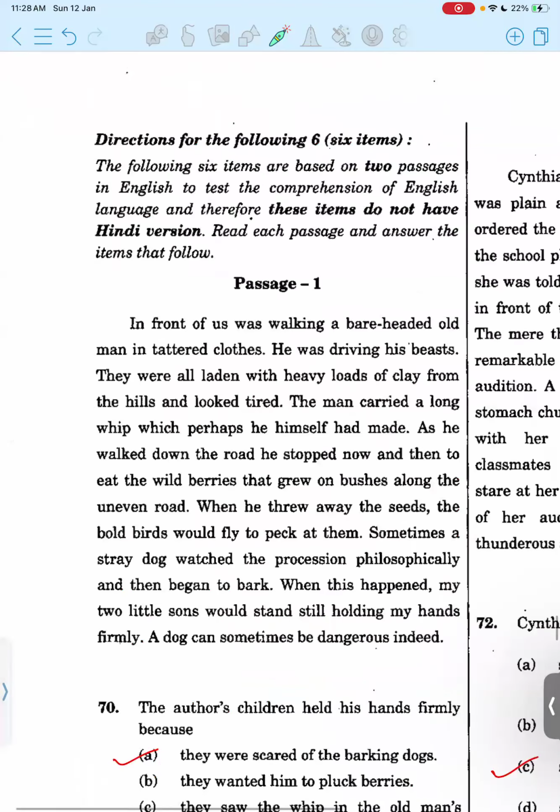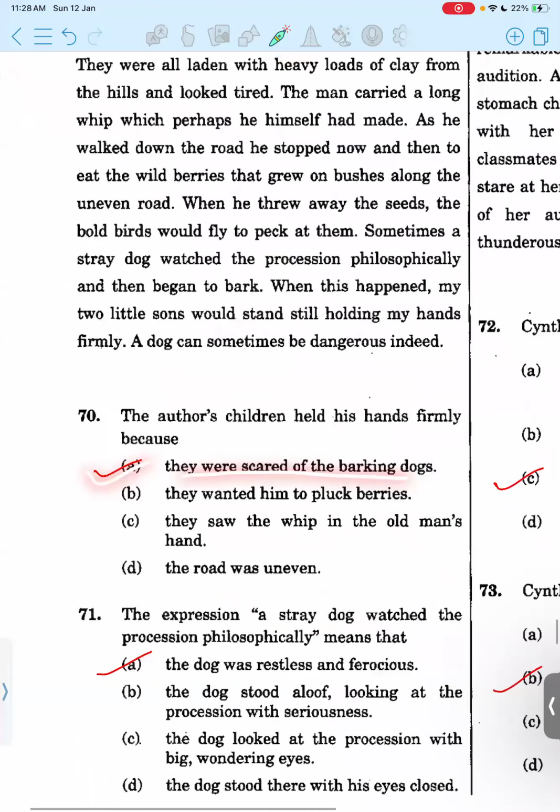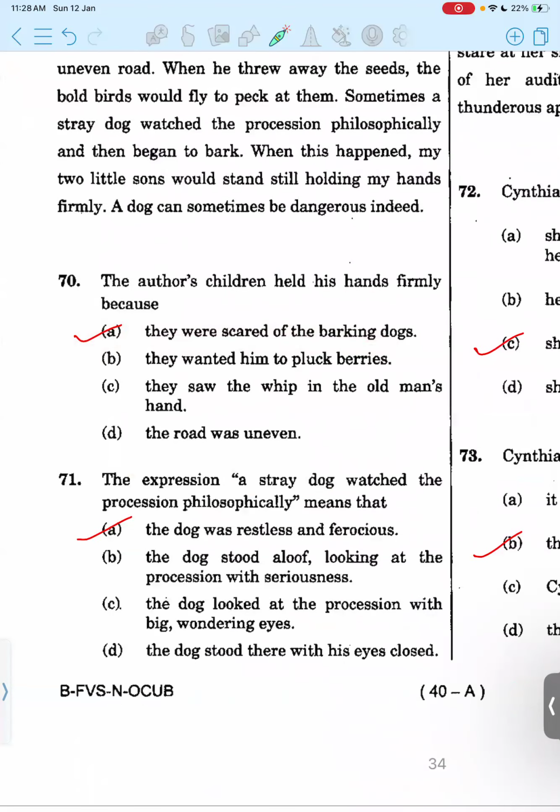Then again we have a passage. So these are the simple ones. Author's children, they held his hands firmly because they were scared of the barking dog. So A option. Option given here. 170. Okay. Here it should be the dog was restless and ferocious. A option.